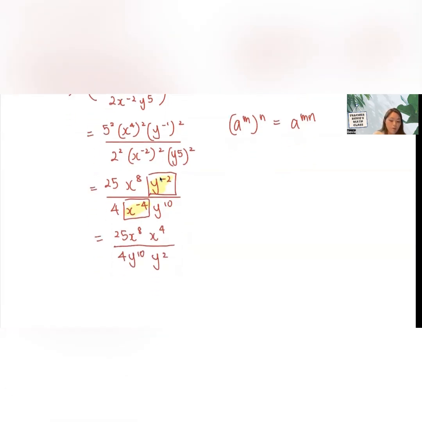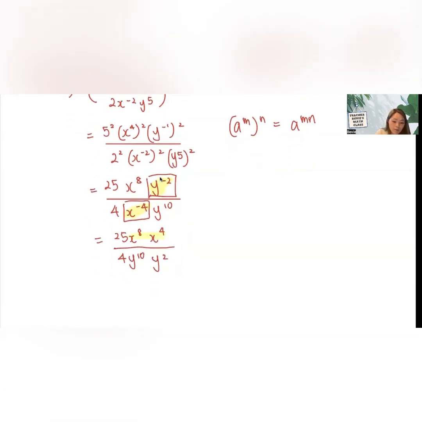Okay, from here, I will combine these 2 indices using this law of a^x times a^y, which gives me a^(x+y). And this gives me 25. x, 8 plus 4, it's 12. Denominator, I have 4. y, 10 plus 2 is also 12. And from here, this will be my simplest form. Okay, this is my answer for part A.